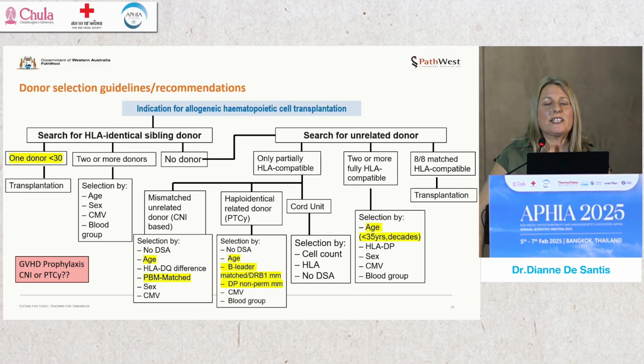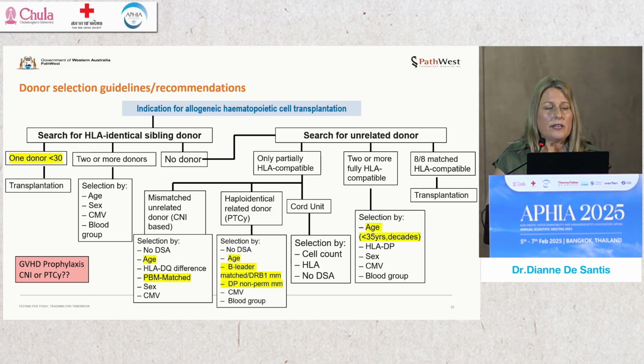So I've tried to summarise here in a flow diagram how you might go about selecting donors. So this is essentially what we do in Perth. The highlighted factors are probably the factors that have changed or will change in terms of how we select donors going forward, with prioritising age above DP. So in the search for a HLA identical sibling, going for a younger matched sibling, and if one's not available, moving to an unrelated donor search.